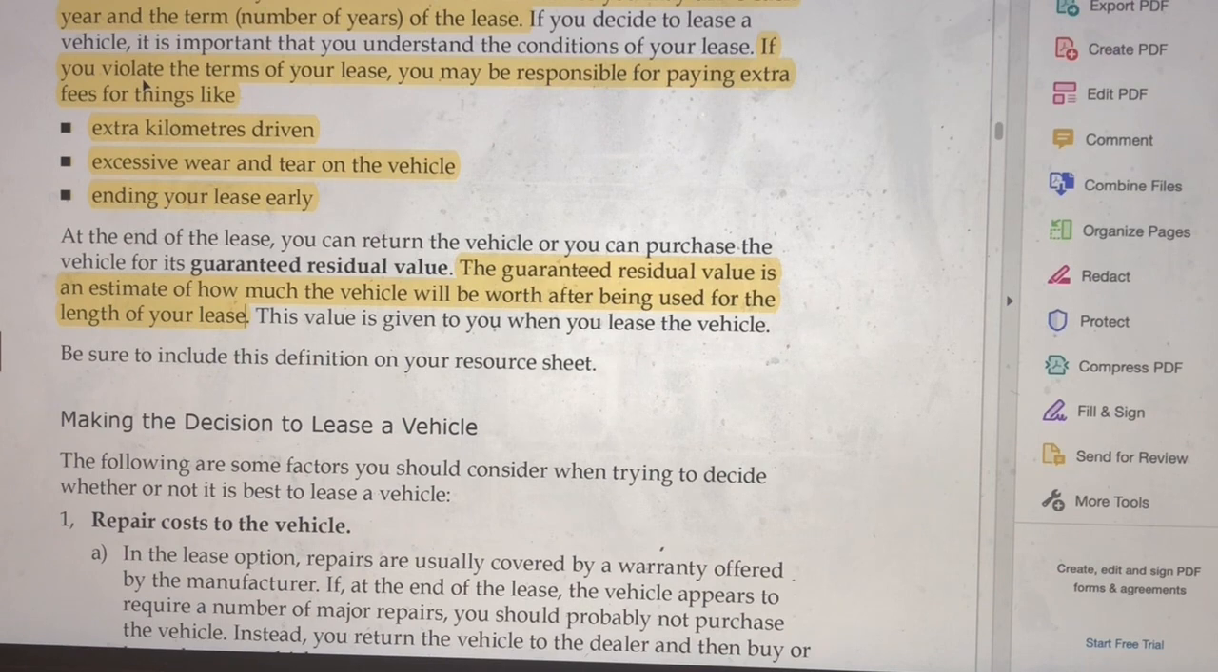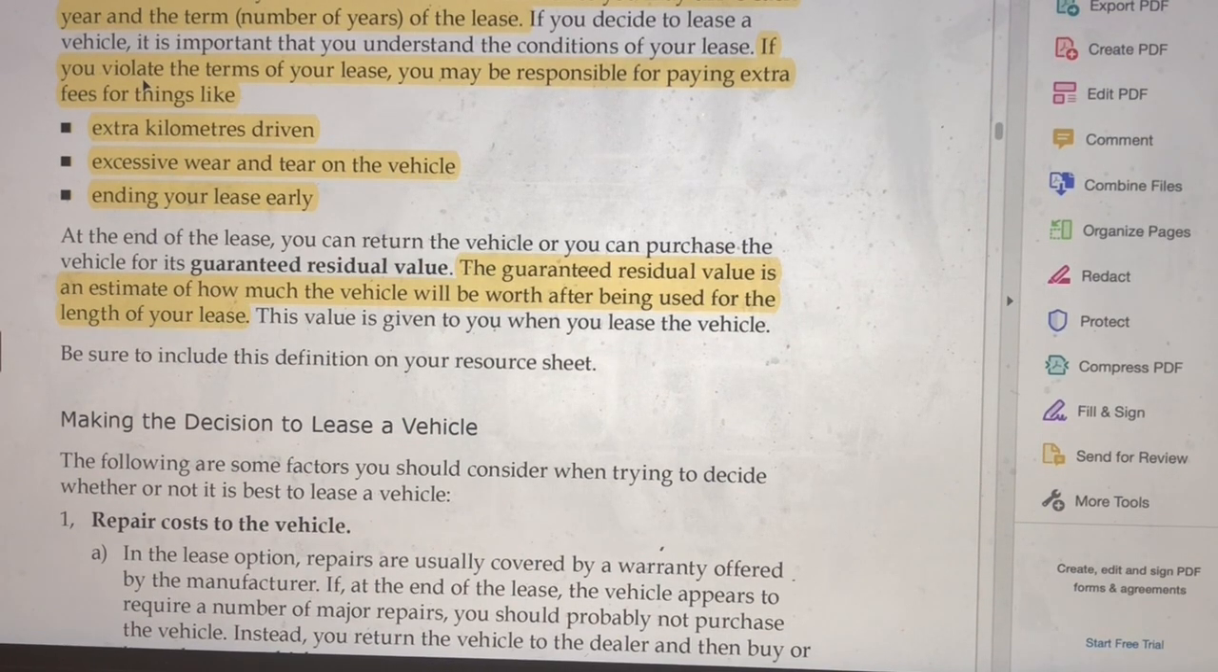Like I said, the general rule of thumb is about 20,000 kilometers. It might be less than that. I wouldn't think it would be more than that. But it all depends again on the contracts that you're dealing with.